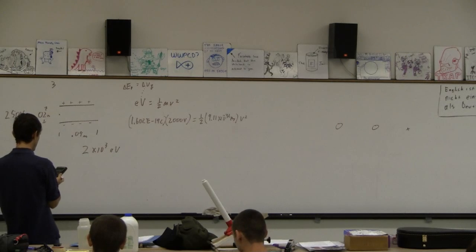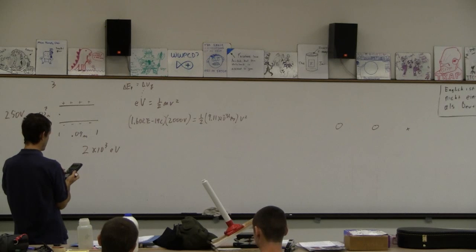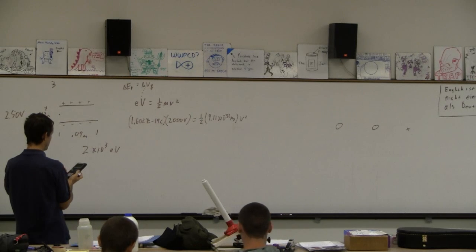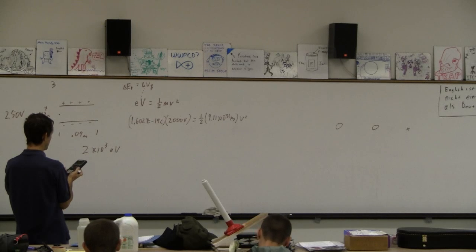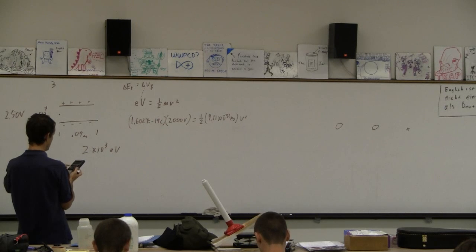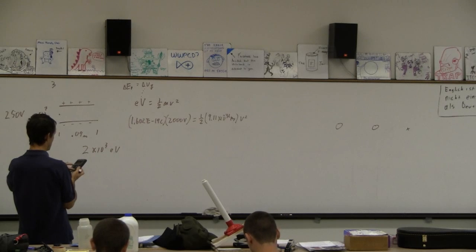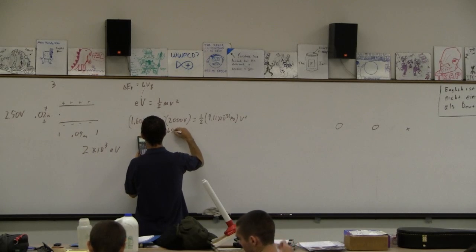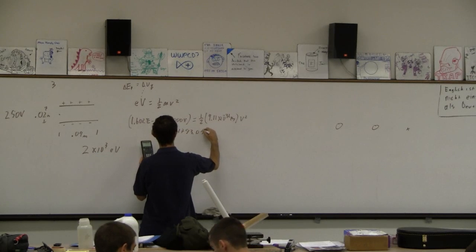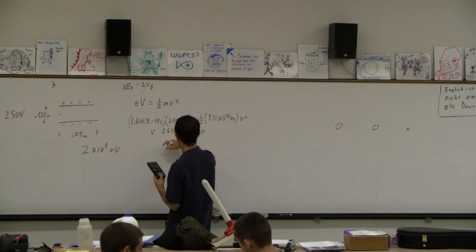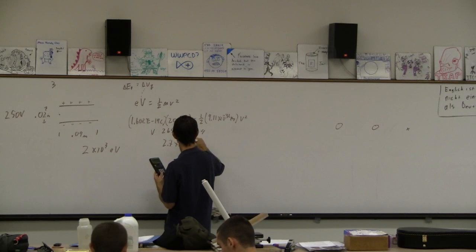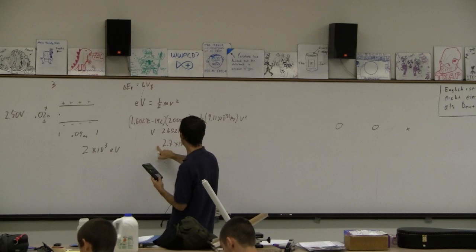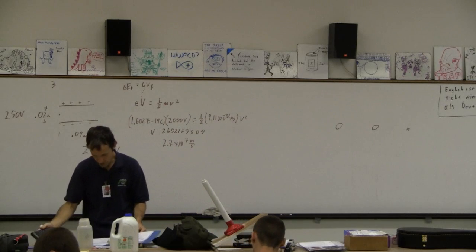So I'm going to calculate that: square root of 2 times 2,000 times 1.602 E minus 19, divided by 9.11 E minus 31, and I'm getting that the velocity is 2.652 times 10 to the 7th, about 2.7 times 10 to the 7th meters per second. That is definitely less than the speed of light, so we're in good shape.